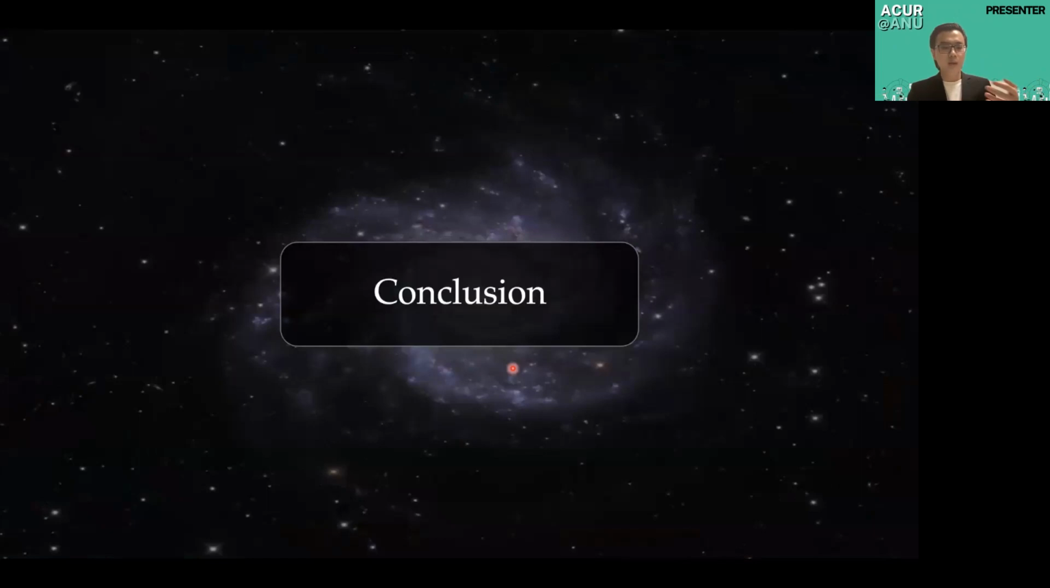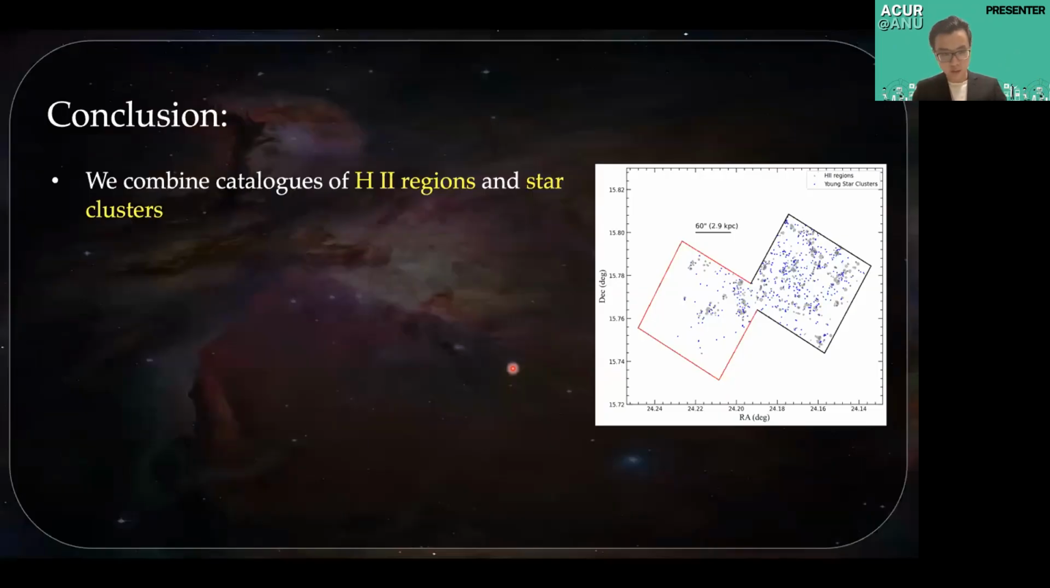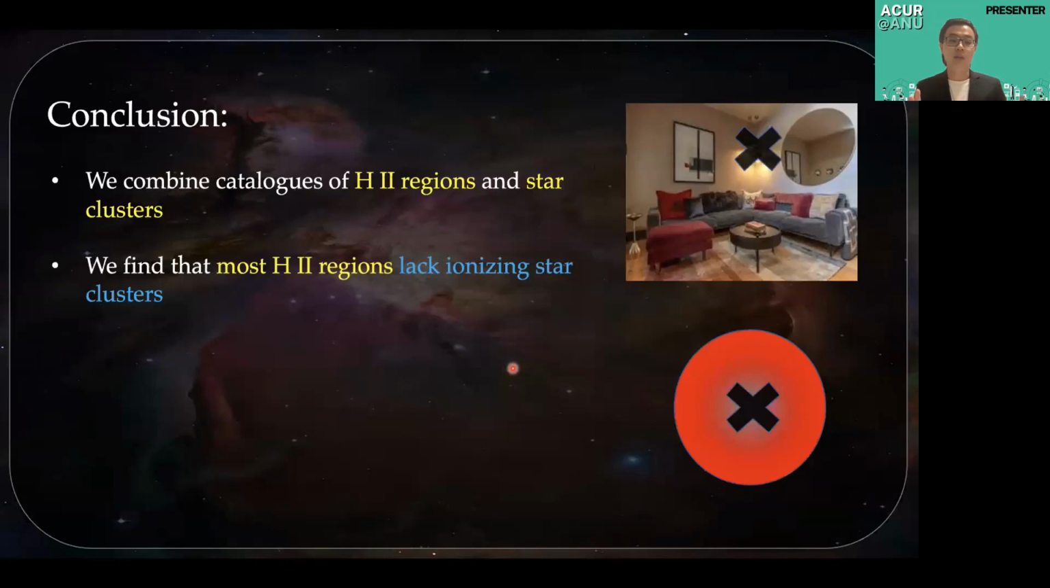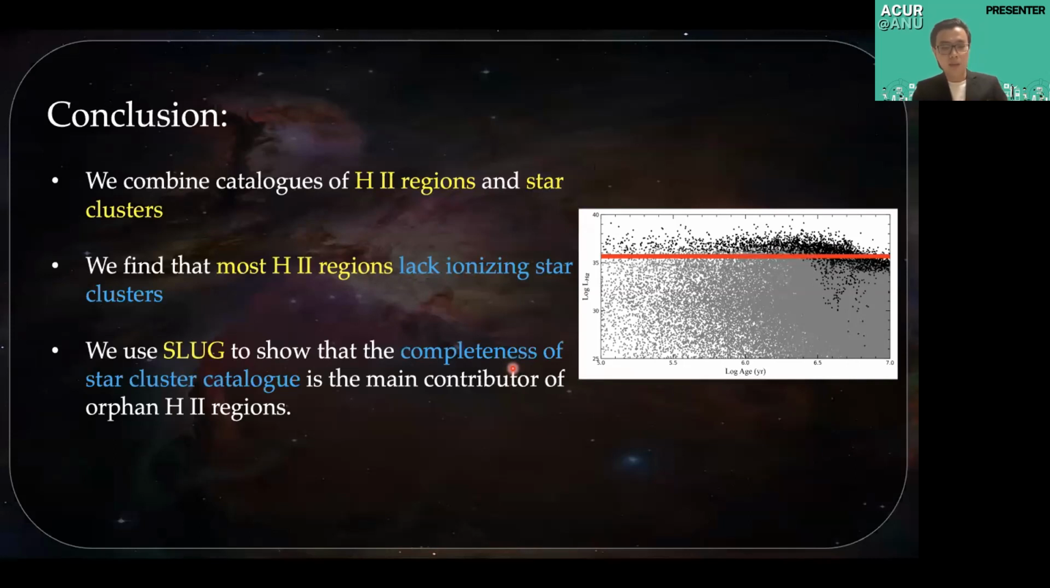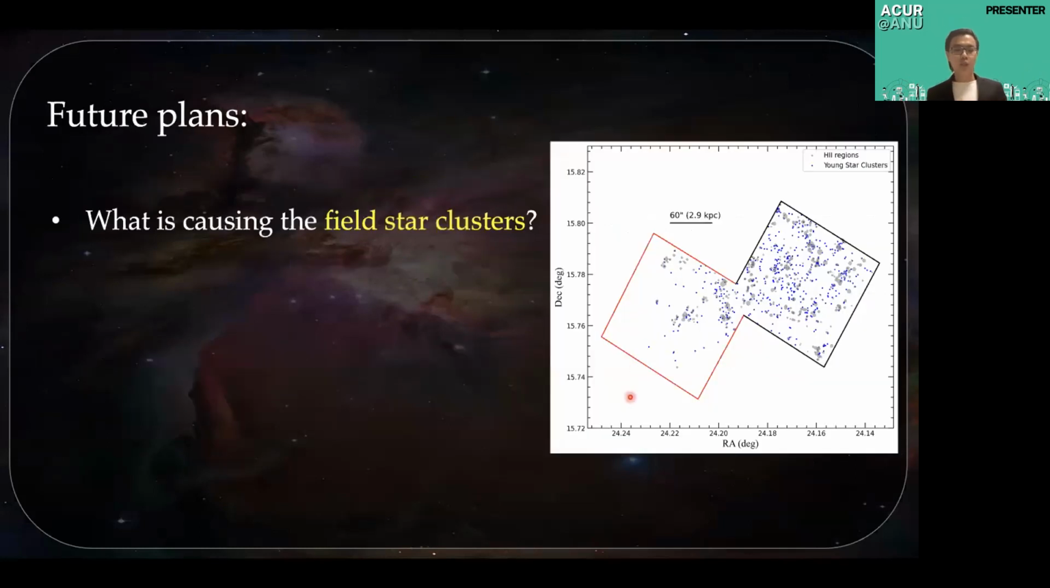And so to conclude, to summarize what we just talked about earlier, we first combined the catalog of H2 regions and star clusters in an attempt to understand the cluster H2 region relationship. And then what we find is that most H2 regions lack ionizing star clusters, which was very worrying. And then we used SLUG to understand that it is actually the completeness of the star cluster catalog that is causing these H2 regions that have no star clusters in them. And the mystery is solved. And that's really awesome.